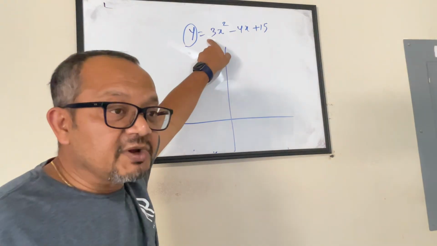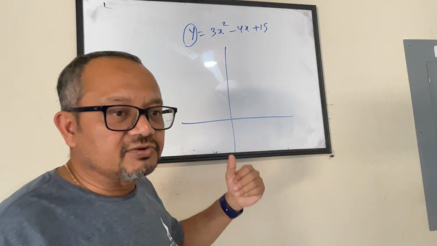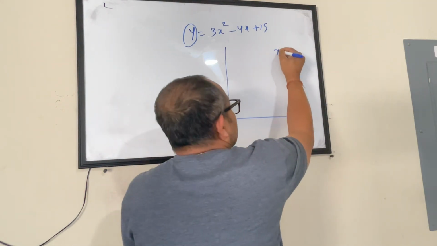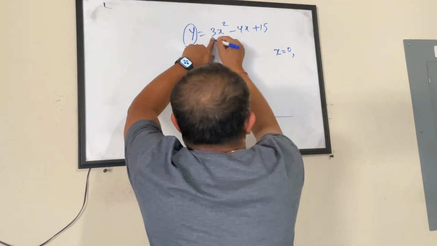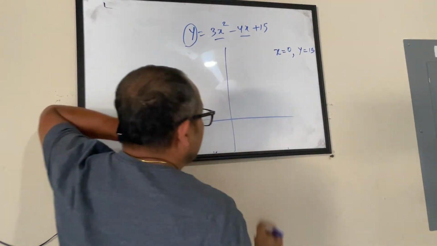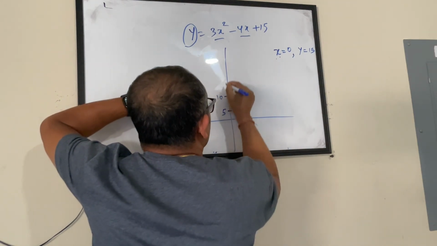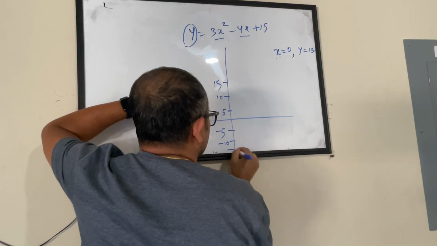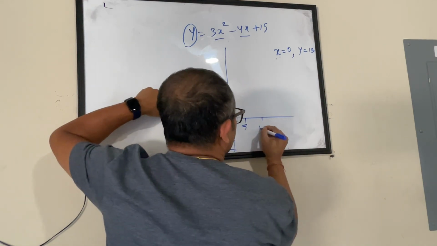You will look at different combinations of x and y. Let's say x equals 0. This is my equation. When x equals 0, what is the value of y? Put it here. This becomes 0, this becomes 0, y equals 15. Meaning this point has x as 0, y as 15. Let's say this is 5, 10, 15, minus 5, minus 10, minus 15, and 5, 10, 15.